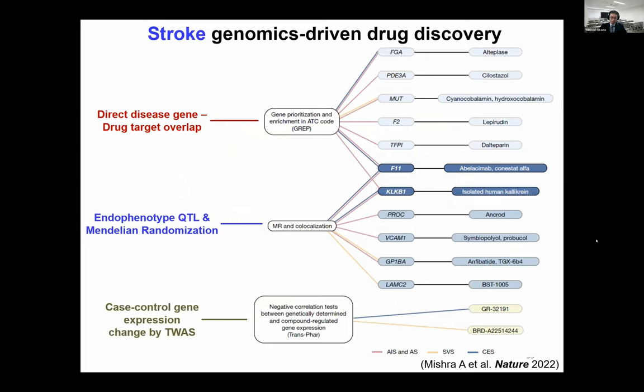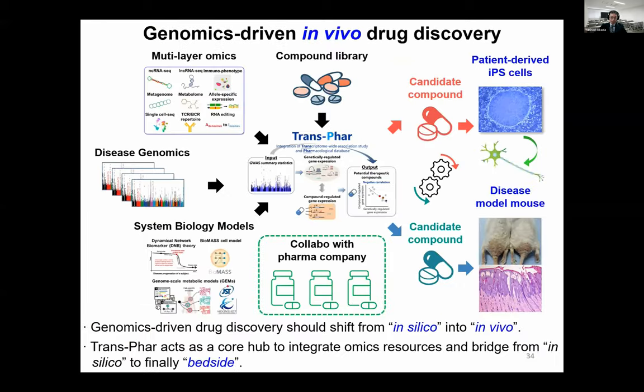See, this is an example for stroke. Our approach successfully can prioritize previously known and new candidate drug targets for stroke. Anyway, GWAS is very useful for drug discovery. And finally, I would like to move on from in silico screening to in vivo and at the bedside. Finally, we definitely need to deliver what we found in genetics, what we found in computers, to the bedside.